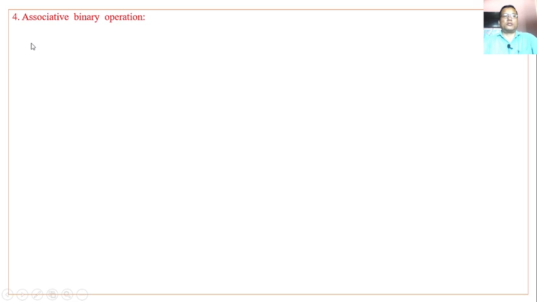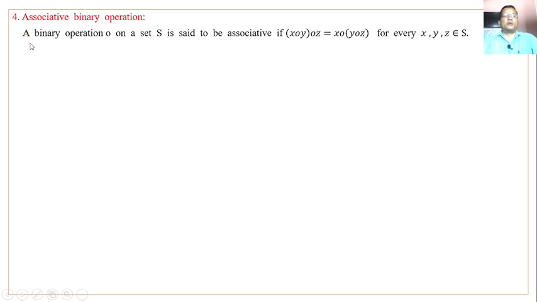Associative binary operation. When is a binary operation said to be associative? A binary operation ○ on a set S is said to be associative if (x ○ y) ○ z equals x ○ (y ○ z) for every x, y, z belongs to S.